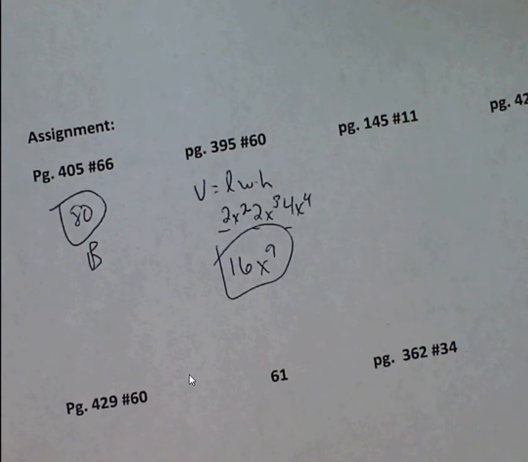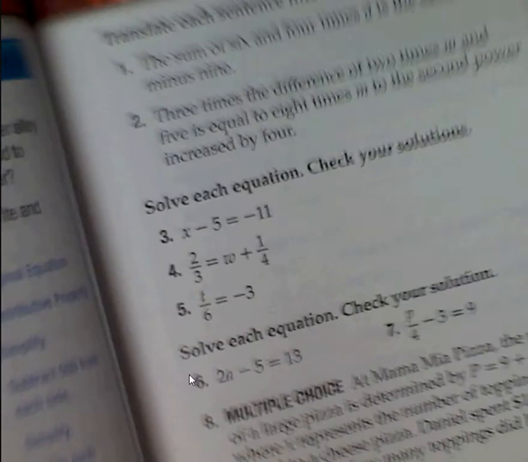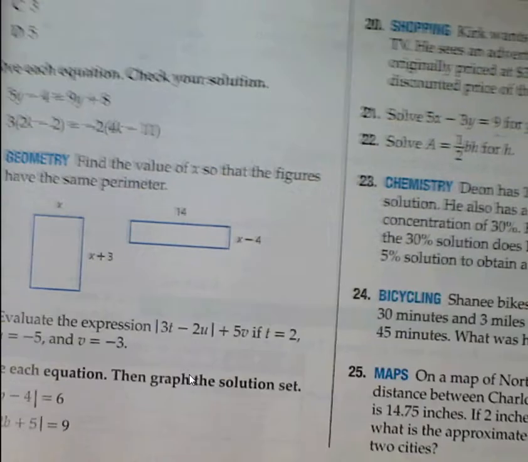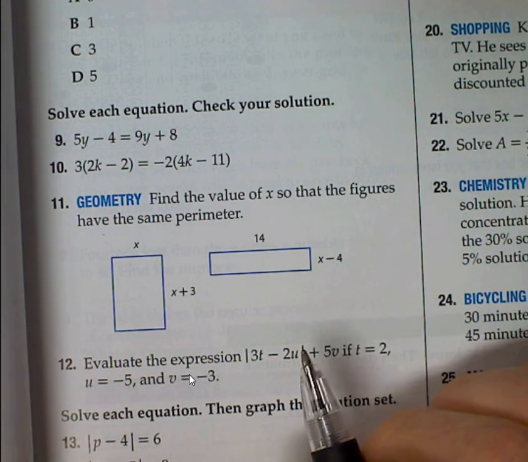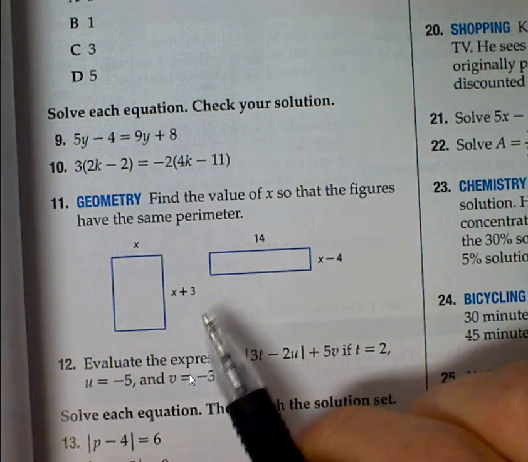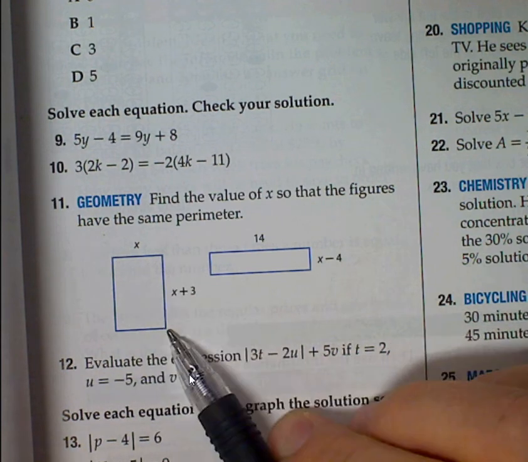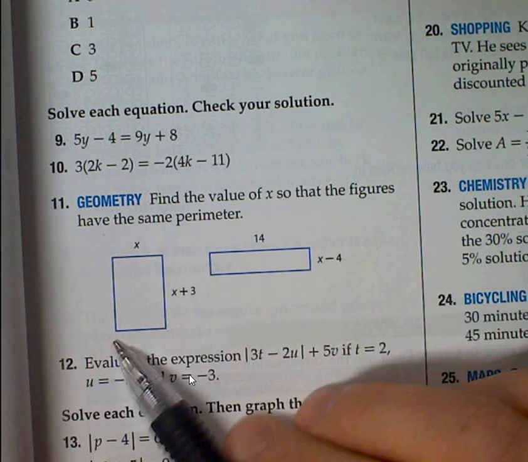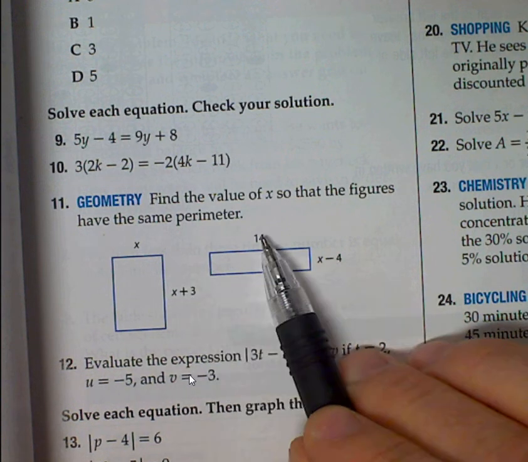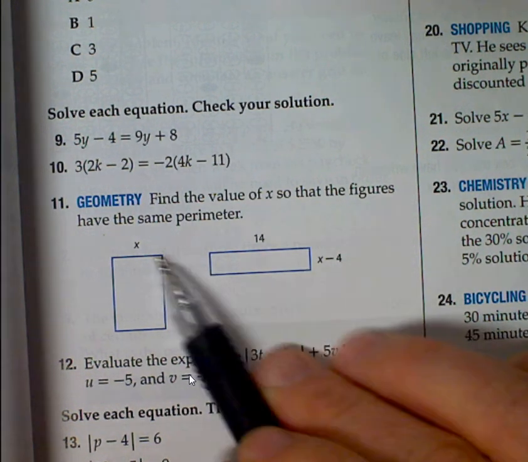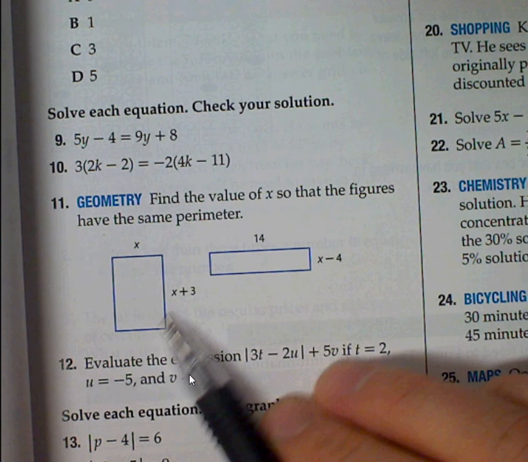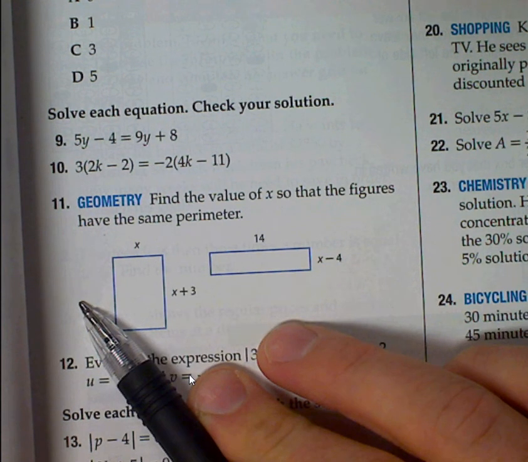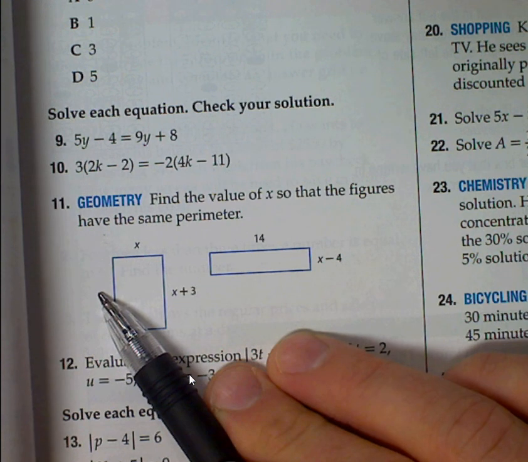Page 145, number 11. Find the value of x so that the figures have the same perimeter. Perimeter means the outside. So I'm going to have to add up all of these sides, and it needs to equal all of these sides. So x and x is 2x, plus another x over here is 4x. 3 plus 3 will give us 6, so that would be 4x plus 6.